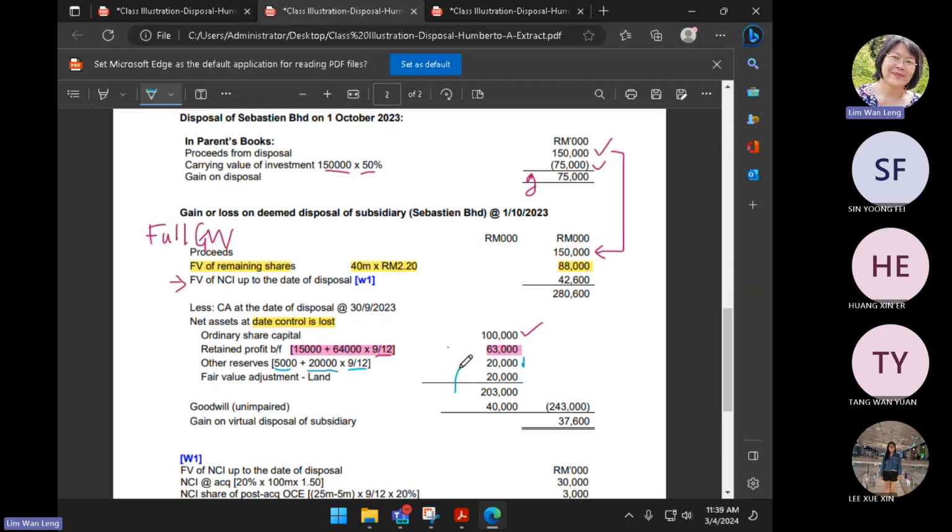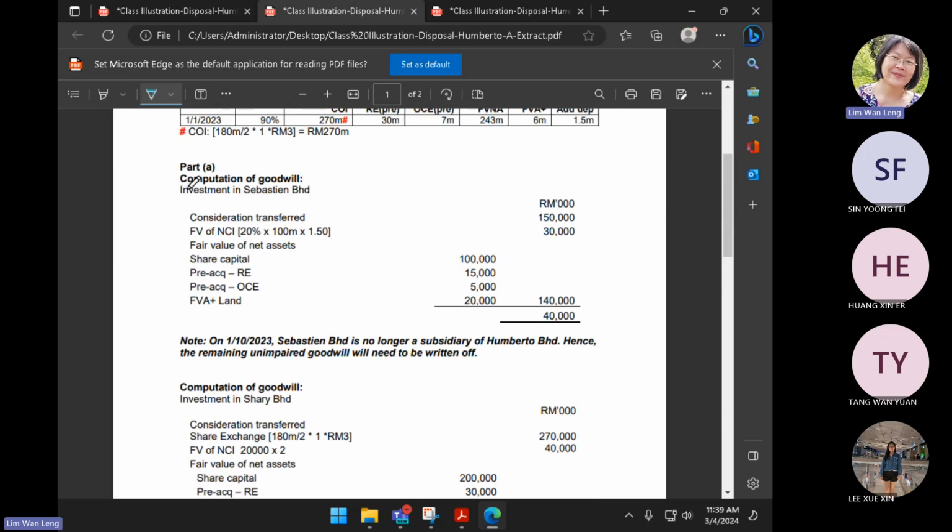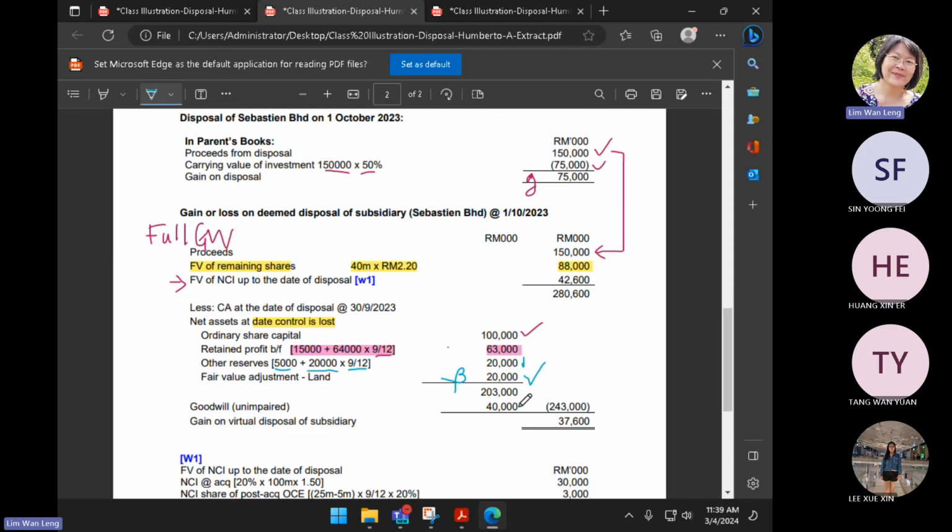Fair value adjustment was computed earlier when you compute the goodwill. So you have to bring down this particular figure as well. Okay? And since you already calculated the goodwill, and since the control is lost, this unimpaired goodwill must be eliminated when you calculate the gain or loss on disposal. So you bring the 40 million over here. Okay, just follow the pro forma.